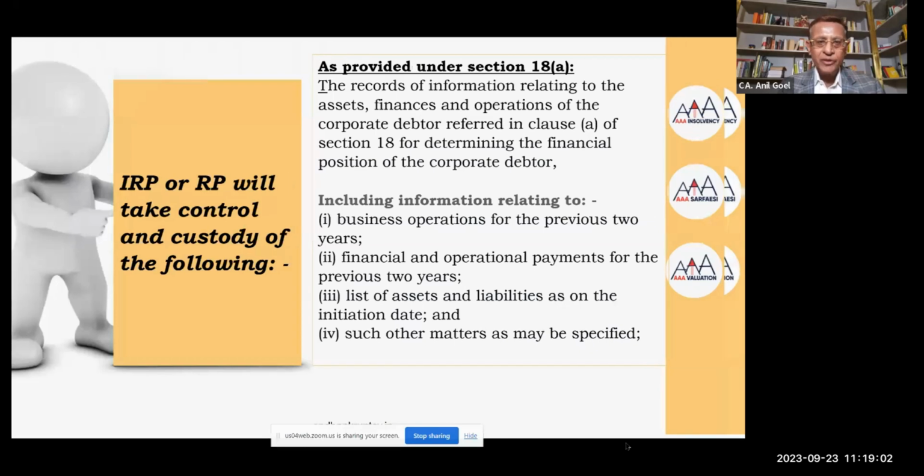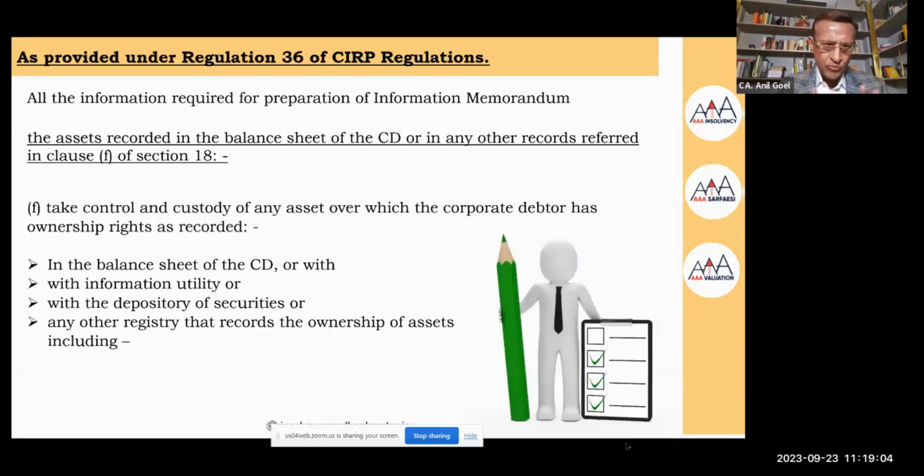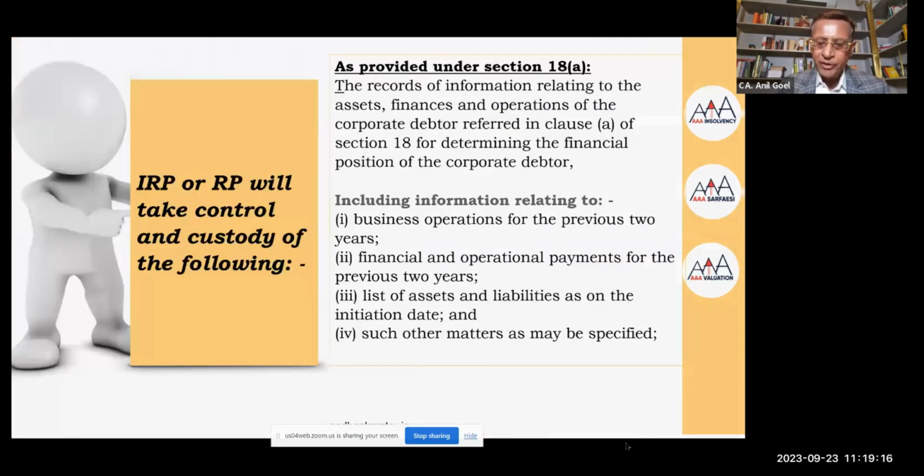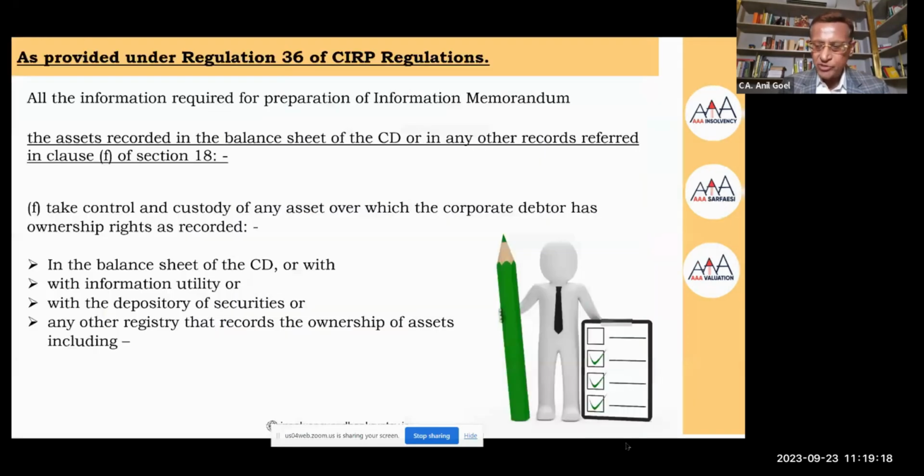This is what is mentioned in section 18A. Now, going to regulation 36 of the CIRP. Why are we going to regulation 36? I will come to it and explain on the next slide. What we are saying is section 18A and then regulation 36. This is what is mentioned in the new regulations inserted on 18th September 2023.